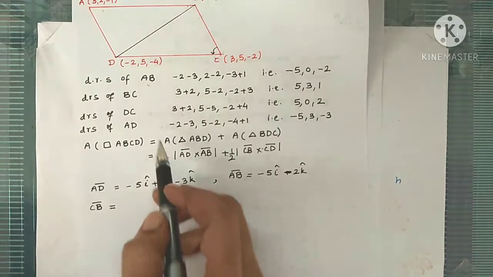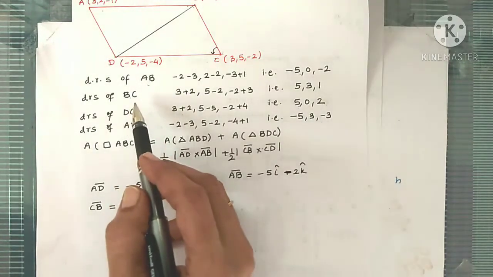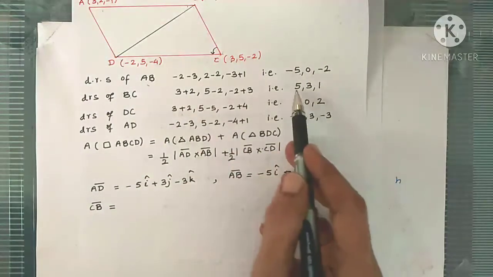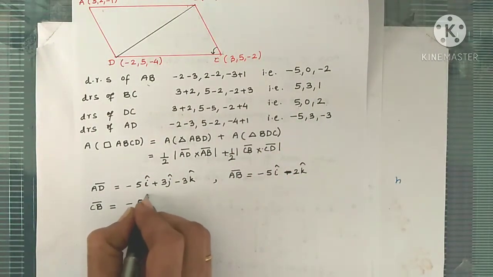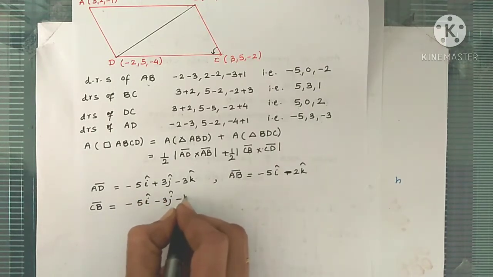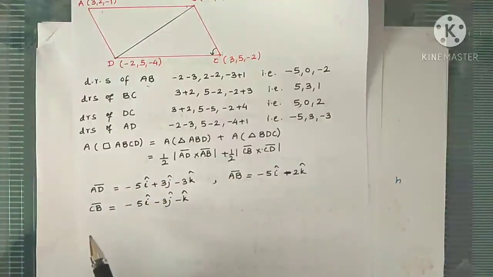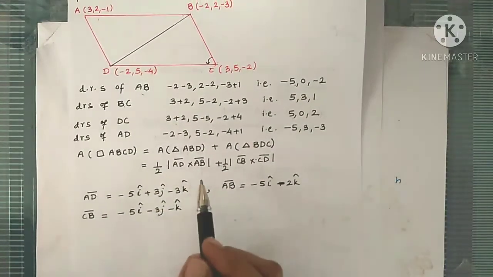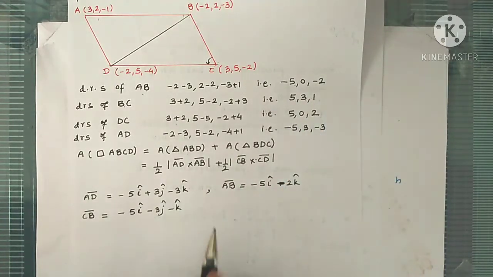CB bar. Here we have direction ratios of BC, and if we take CB, only the sign changes. So it is minus 5 i cap minus 3 j cap minus k cap. I have used BC bar, and for CB bar we just have to change the signs. So it is minus 5, minus 3, minus 1.